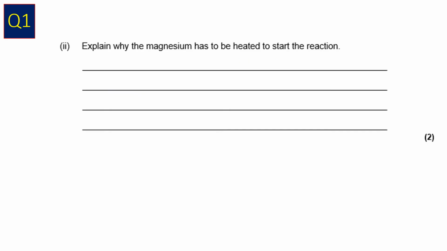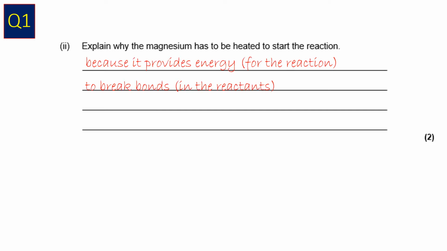Part 2 then, explain why the magnesium has to be heated to start the reaction. So this is linking to energy profiles. We need to provide enough energy to get the reaction started, and that energy breaks those bonds. So 1 mark for saying it provides energy, and the second mark is to break bonds.